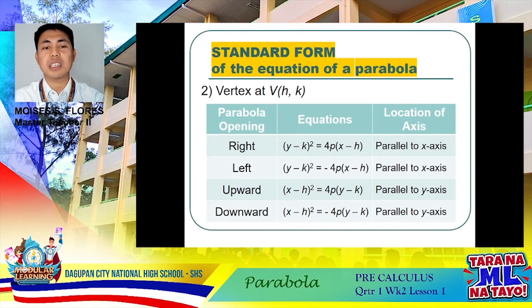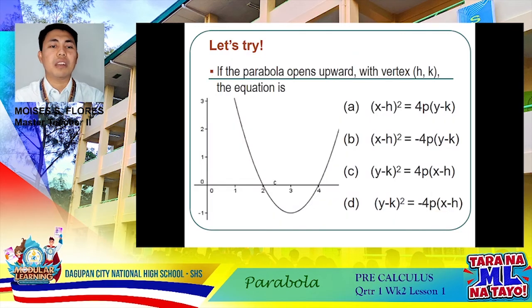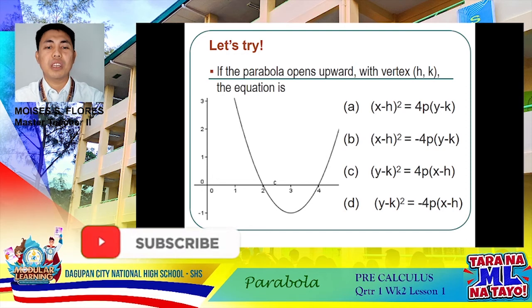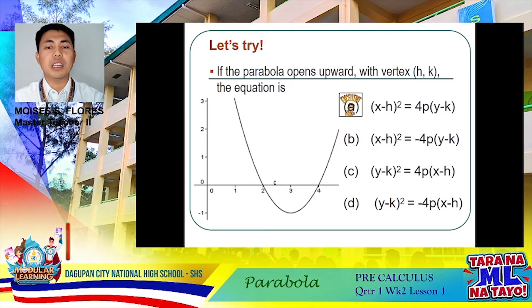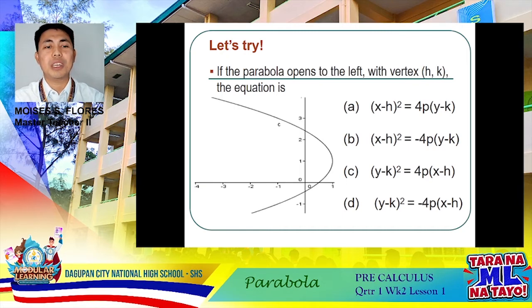Let's take an example here. Recall, if a parabola opens upward with vertex at (h, k), what will be your equation? Yes, the correct answer is letter A. Why? If it's upward, x is on the second degree, and your 4p should always be positive. Let's proceed with the next.